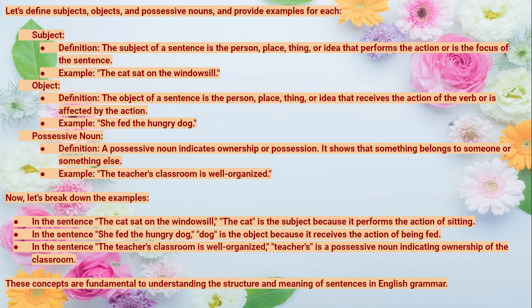In the sentence, the cat sat on the windowsill, the cat is the subject because it performs the action of sitting. In the sentence, she fed the hungry dog, dog is the object because it receives the action of being fed. And in the sentence, the teacher's classroom is well organized, teacher's is a possessive noun indicating ownership of the classroom. These concepts are fundamental to understanding the structure and meaning of sentences in English grammar.